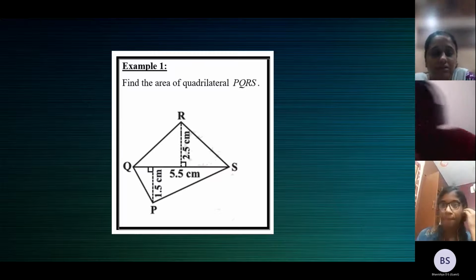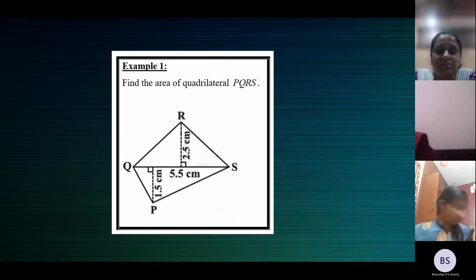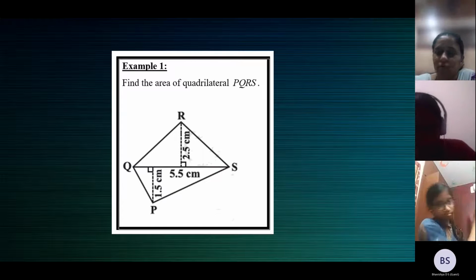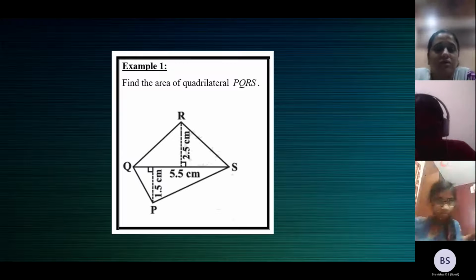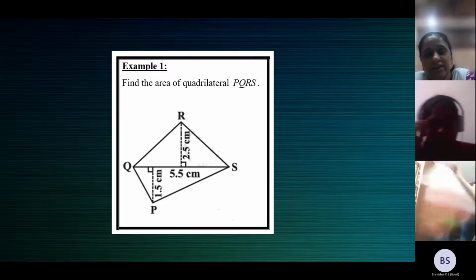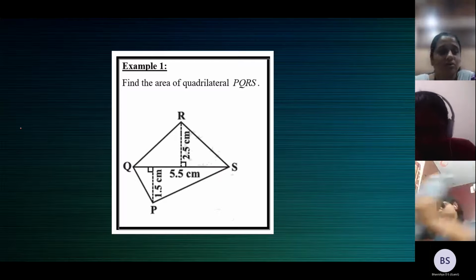So we finished exercise 11.1 from NCERT. This is the next exercise, 11.2. Example 1. Here we have to find the area of the quadrilateral PQRS. The figure is given to us. We need to find the area of the quadrilateral PQRS. So area of a quadrilateral is given by the formula.